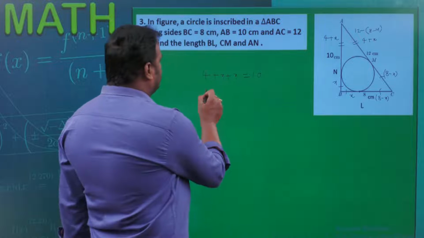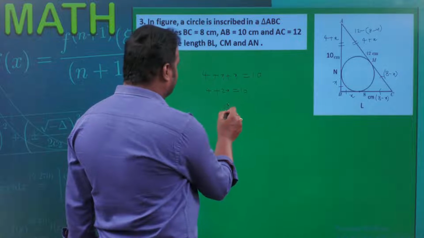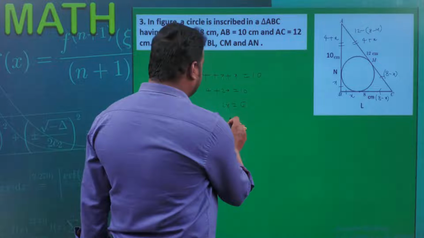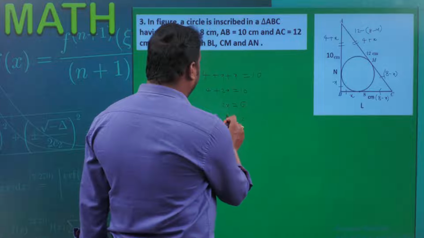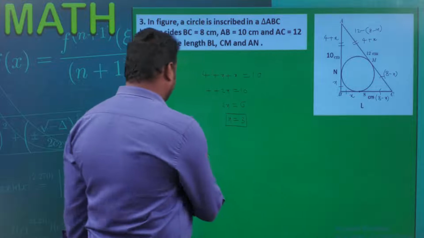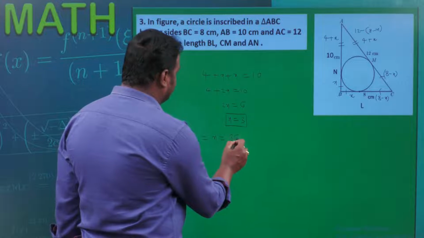So 4 plus 2x is equal to 10 centimeters. Then 2x is equal to how much? 4 plus how much equal to 10? 4 plus 6 equal to 10. 2x is equal to 6, then x is equal to 3. X is equal to 3 means what? BL is equal to 3 centimeters. Therefore, BL is equal to x, which is equal to 3 centimeters.